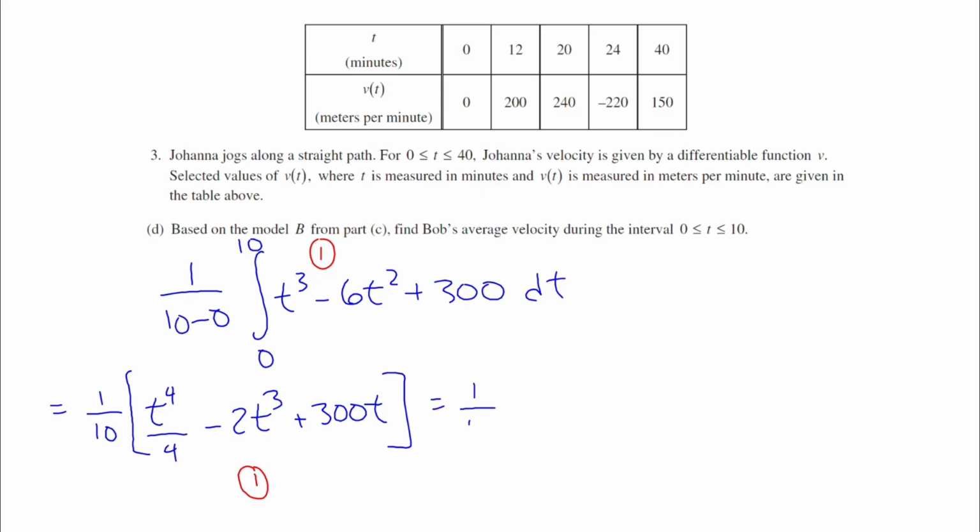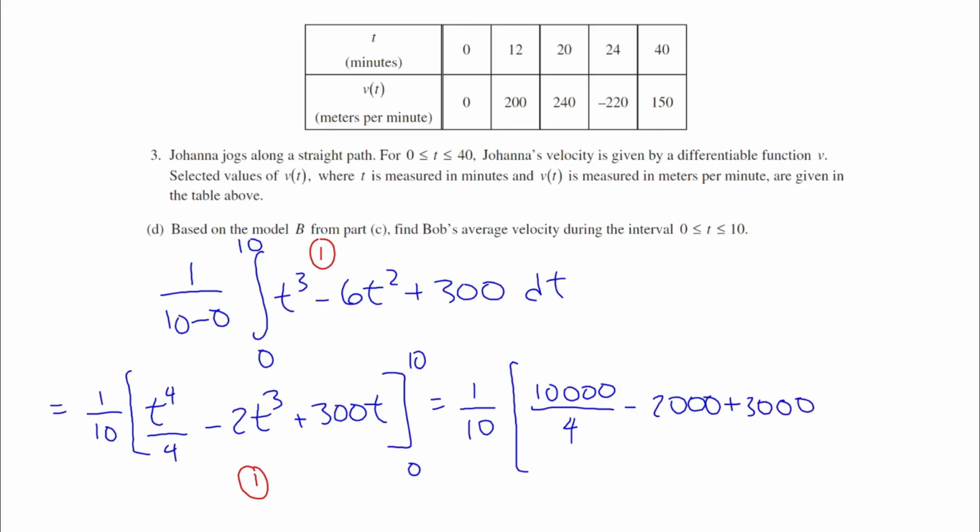So we end up with here, we have 1/10 of, and we're doing this from 0 to 10. So this is 10 to the 4th. Well, I guess we can write that out. 10 to the 4th power is going to be 10,000 over 4 minus 2 times 10 cubed, so minus 2,000, and then plus 300 times 10, which will be 3,000.